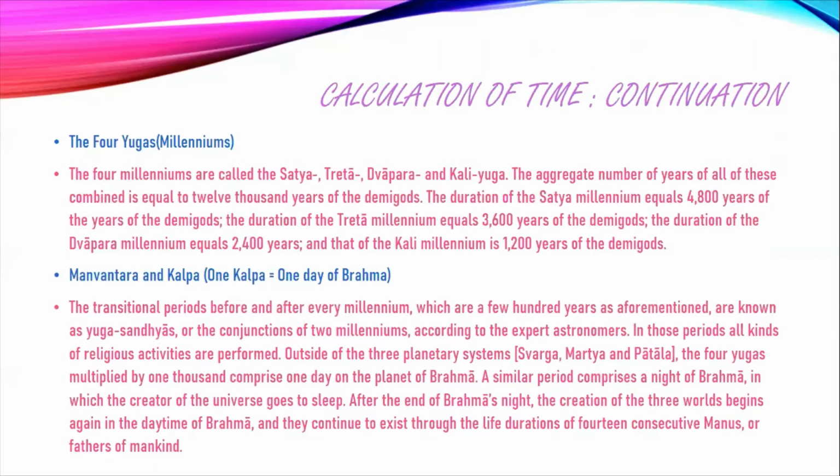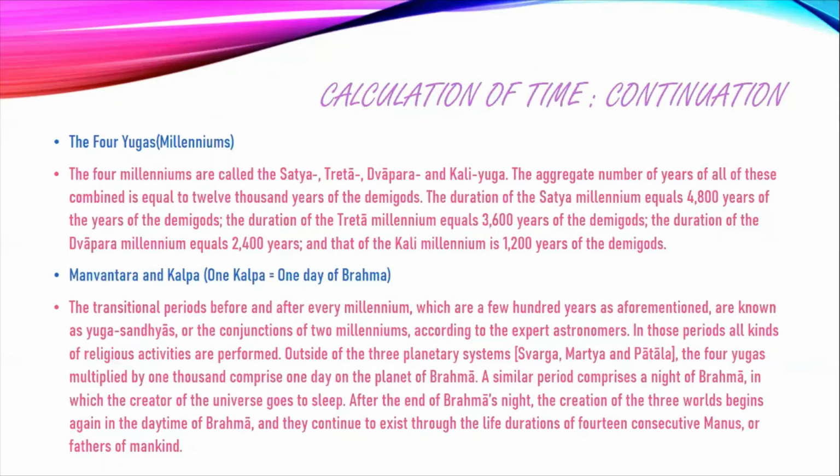Calculation of time, continuation. The 4 yugas or millenniums. The 4 millenniums are called the Satya, Treta, Dwapara, and Kali Yuga. The aggregate number of years of all of these combined is equal to 12,000 years of the demigods. The duration of the Satya millennium equals 4,800 years of the demigods.